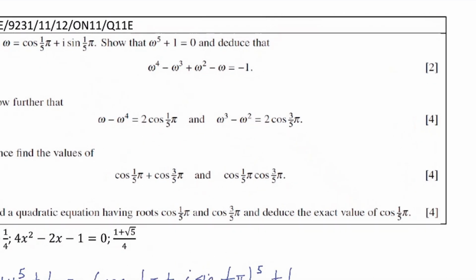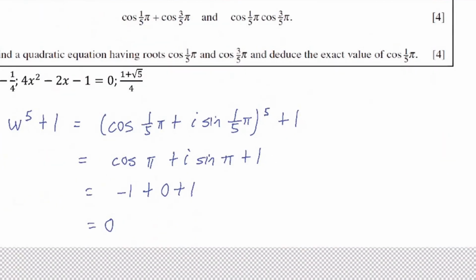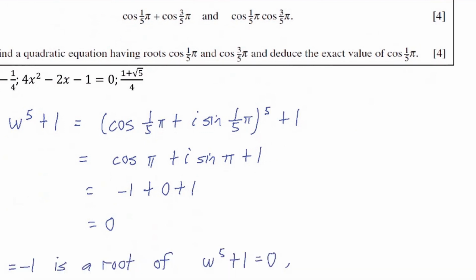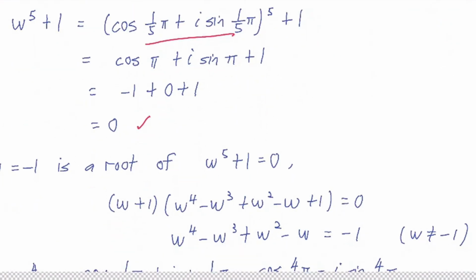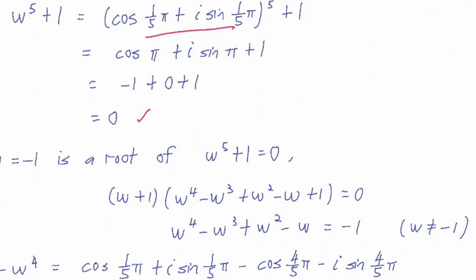So let omega be this: cos(1/5 π) + i sin(1/5 π). Show that omega to the power 5 plus 1 is equal to 0 and deduce this relationship. Showing omega^5 + 1 = 0 is really from scratch: we substitute in omega and evaluate everything, and we should get 0, just like that. Okay, and then after that we want to prove for the omega to the power 4 expression.